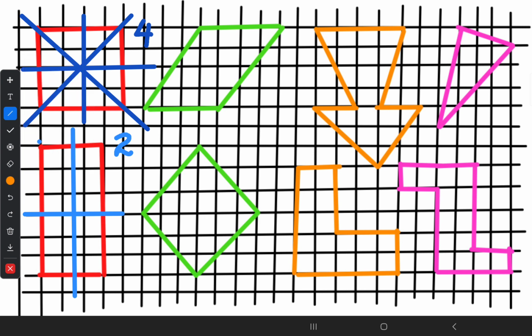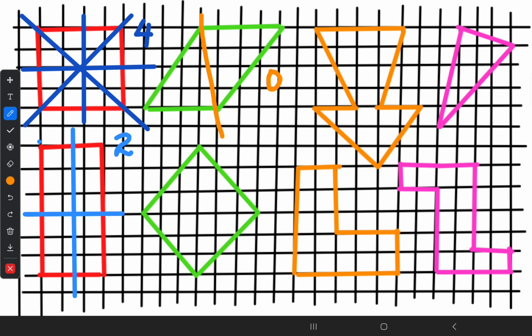And the third shape is a parallelogram. In a parallelogram, I cannot find lines like this, because I don't know what the counts of these lines are. So in a parallelogram there is no axis of symmetry. In a parallelogram, the axes of symmetry would be 0. Axis of symmetry 0 in a parallelogram.